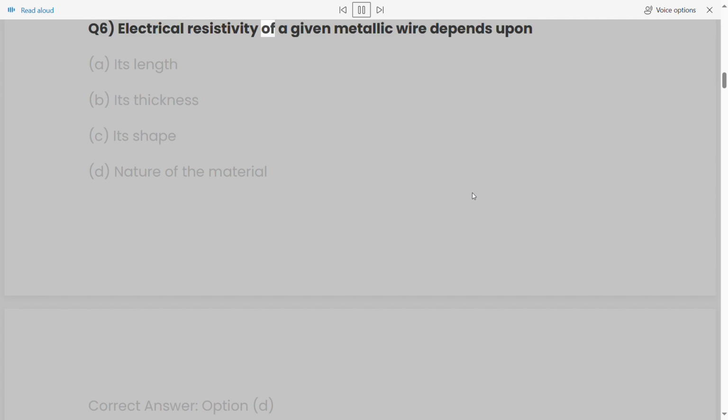Q6. Electrical resistivity of a given metallic wire depends upon A. Its length. B. Its thickness. C. Its shape. D. Nature of the material. Correct answer option D.